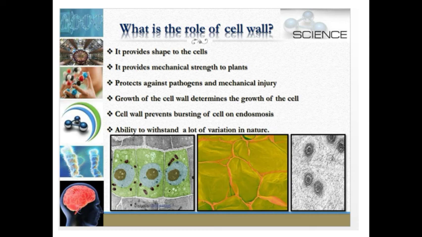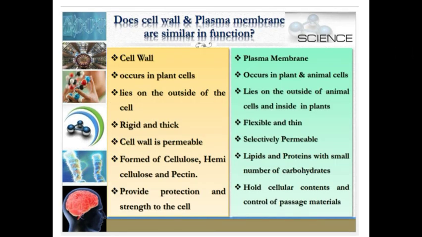Okay children, now we pass on to the differences between the cell wall and the plasma membrane, and their similarities. So what is a cell wall? It is the outer covering of the plant cell. And what is the plasma membrane? It occurs both in the plant cell and in the animal cell. The cell wall lies outside the cell, whereas the plasma membrane lies outside in the animal cell and inside the cell wall in the plant cell. The cell wall is very rigid and thick, while the plasma membrane is flexible and thin.